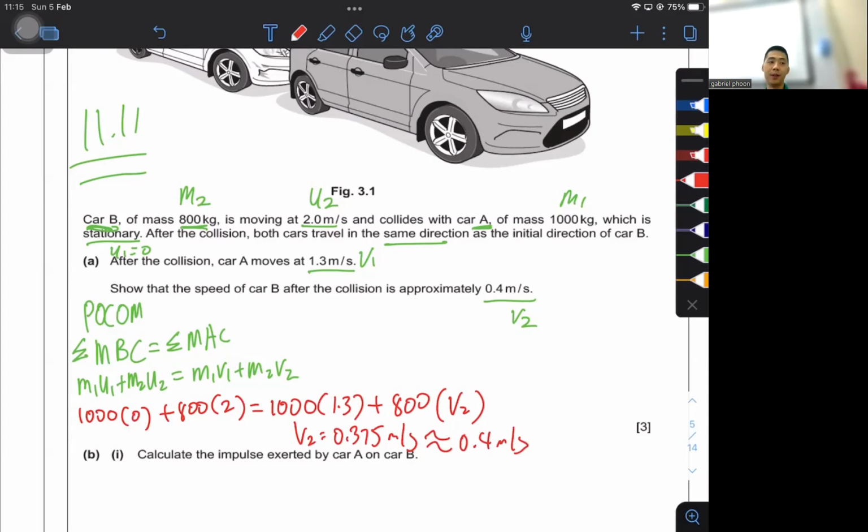Then the next question was the one. Oops, sorry. Please copy first. Everyone got it?